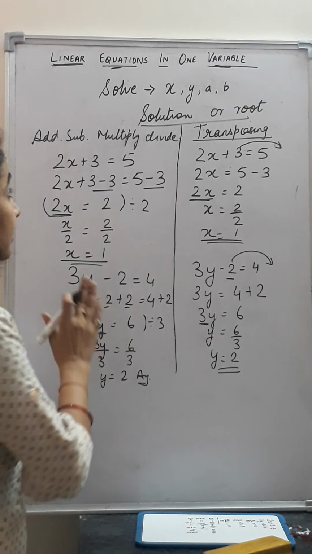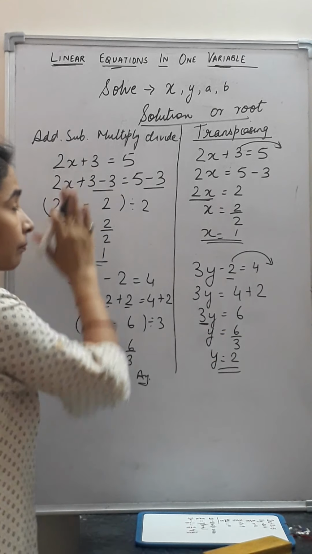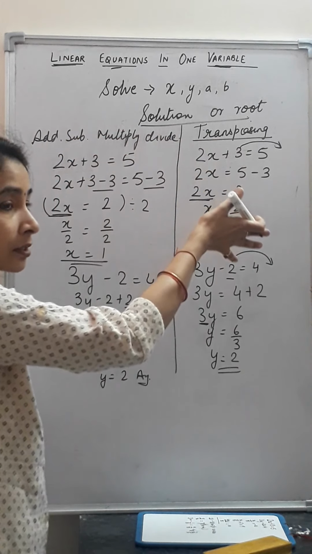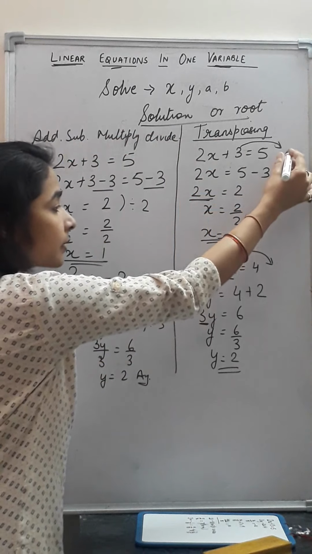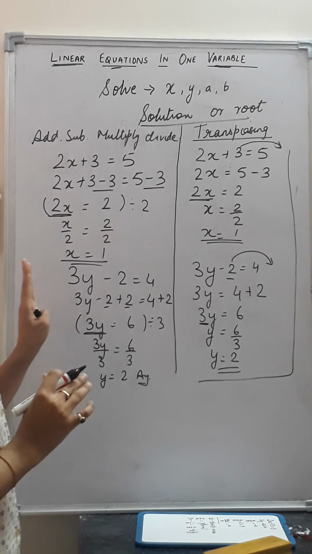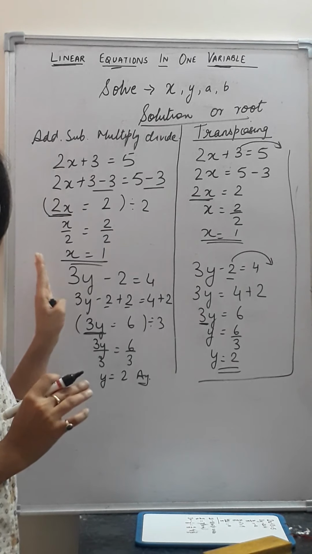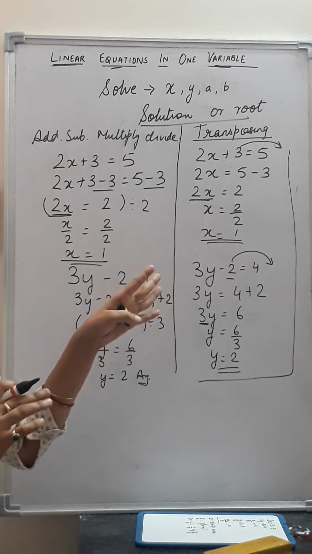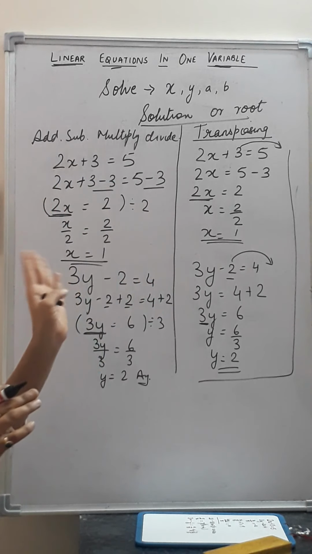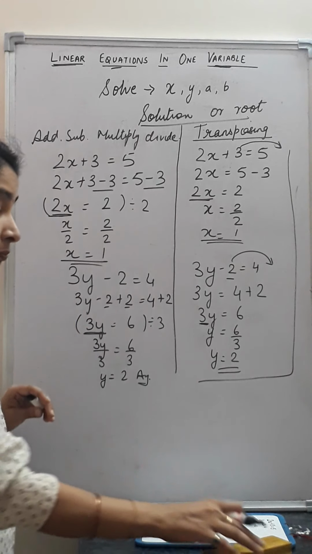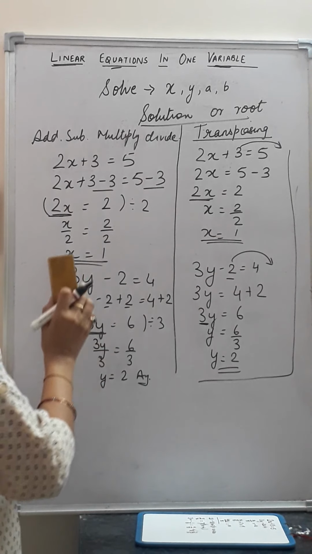So this is the adding, subtracting, multiplying or dividing part, and this is the transposing method. Most probably this method is used in future classes. This is only just to explain that when anything is added or subtracted in the equation, then it always remains the same. The equation always remains the same. Now, taking one more example.